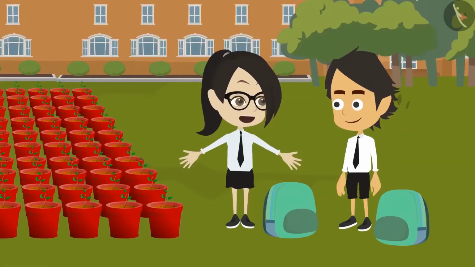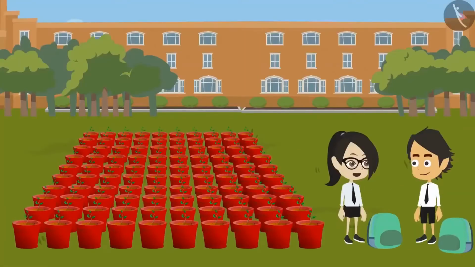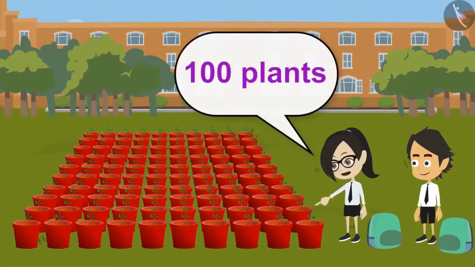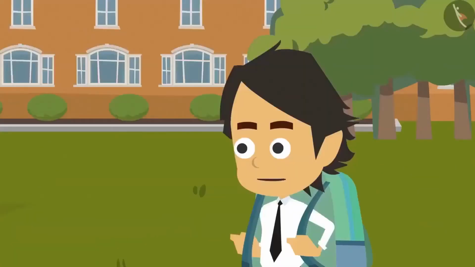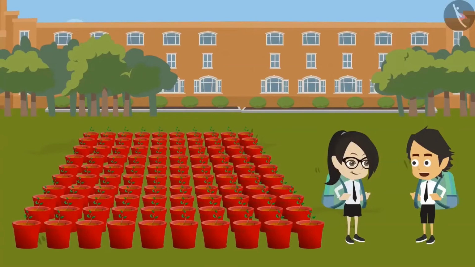Now since you know the entire multiplication table of 10, you can immediately tell that there are a total of 100 plants. Yes, that's the benefit of multiplication tables. Without the use of paper and pen, you can solve some questions easily. Let me memorize by singing the multiplication table of 10.